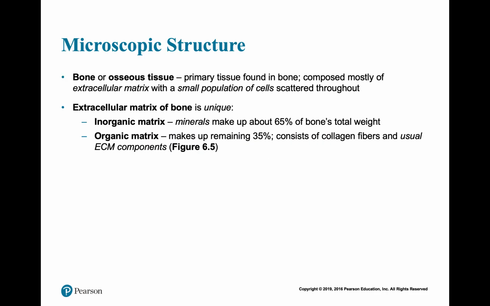Now let's talk about the extracellular matrix of bone. Remember in chapter 4, we talked about bone as a connective tissue. And what were some of the general characteristics of connective tissues? It has abundant extracellular matrix, and cells are scattered throughout. They're not tightly compacted like what we see in epithelial tissues. We see that in bone, but the extracellular matrix of bone is very unique and unlike any of the other connective tissues because it's made up of both an inorganic matrix as well as an organic matrix.